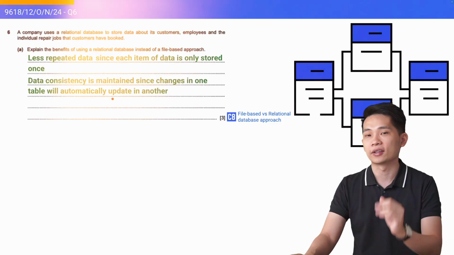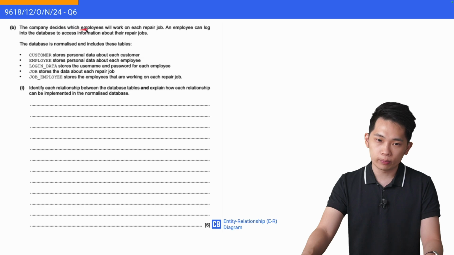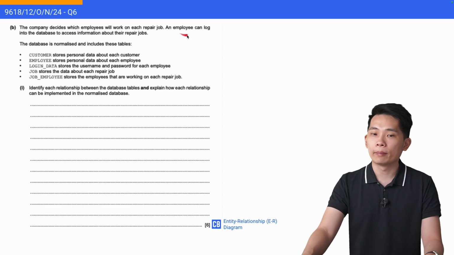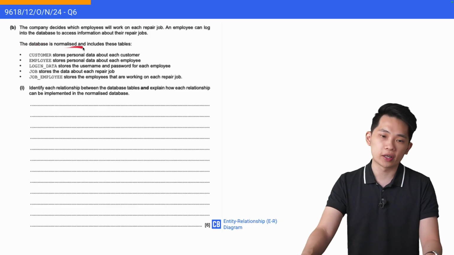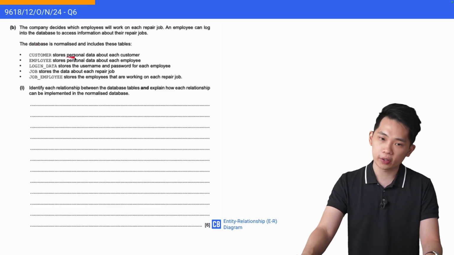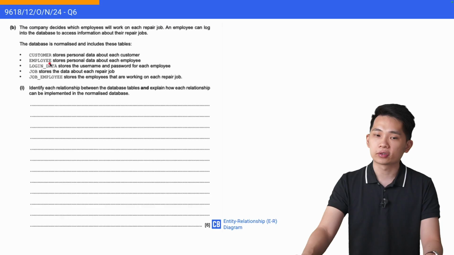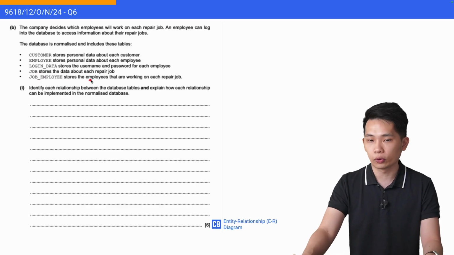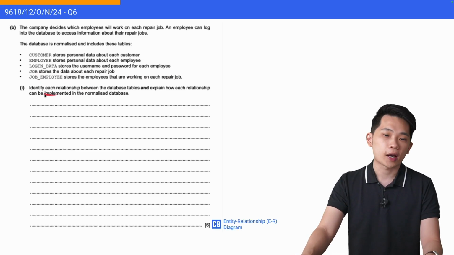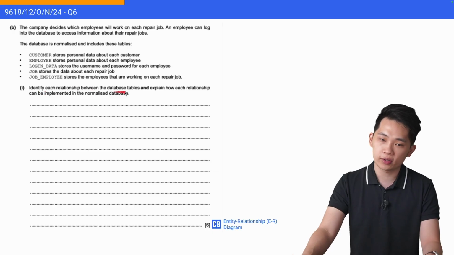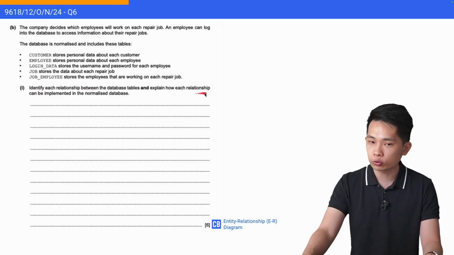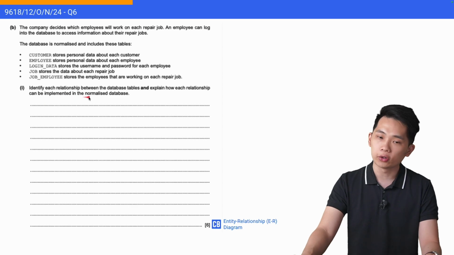For B, the company decides which employees will work on each repair job. An employee can log into the database to access information about their repair jobs. The database is normalized and includes these tables. Customer stores personal data about each customer. Employee stores personal data about each employee. Login data stores a username and password for each employee. Job stores the data about each repair job. Job employee stores the employees that are working on each repair job. Identify each relationship between the database tables and explain how each relationship can be implemented in the normalized database.